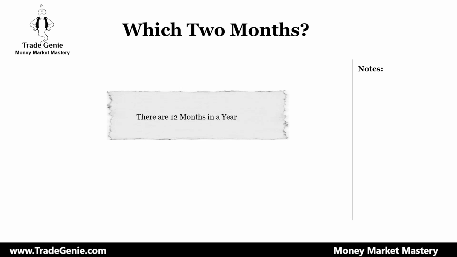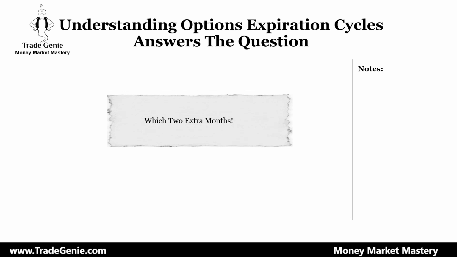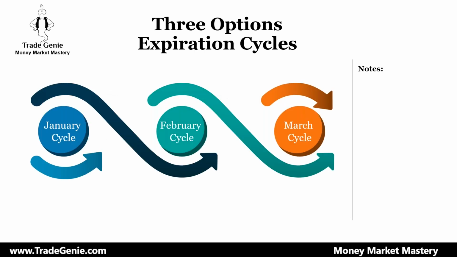When the stock starts to trade and when the options start to trade, the experts or the authorities assign the cycle to that particular stock on a random basis. And based on assigning the cycle, out of the 12 months, the 2 extra months are assigned. So which 2 extra months? These 2 extra months come based on the cycle. There are 3 option expiration cycles. One is called January cycle, another one is February cycle, and the third one is March cycle. So January, February, March cycle.